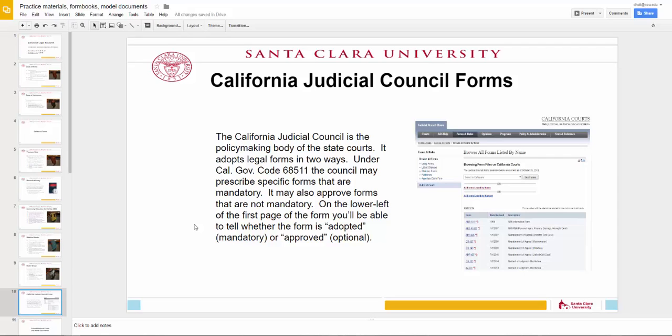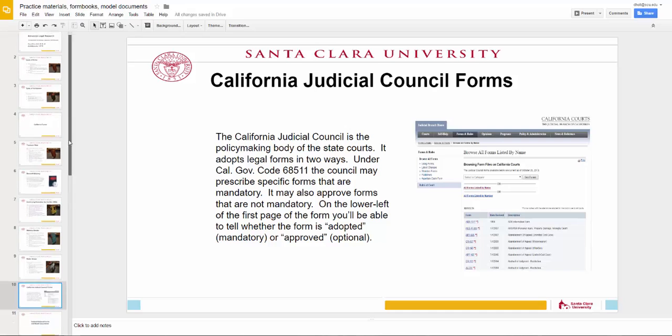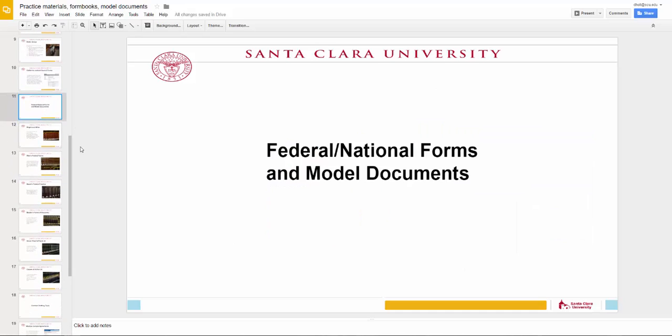A lot of the forms are going to deal with family law, domestic violence, adoption, dissolution, a lot of the topics where you have a large number of pro se litigants. Okay, national and federal forms and model documents.